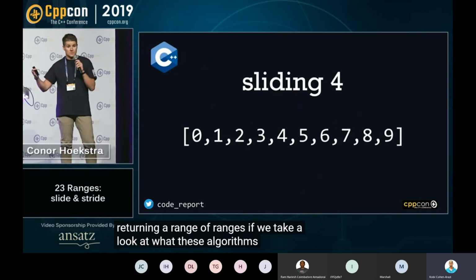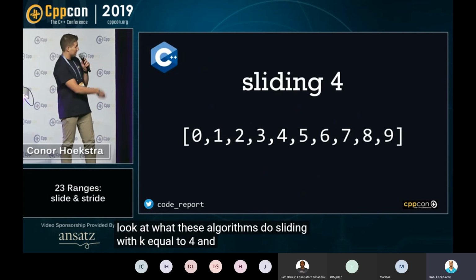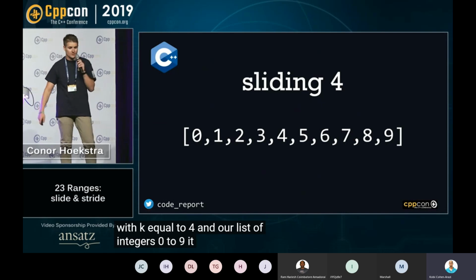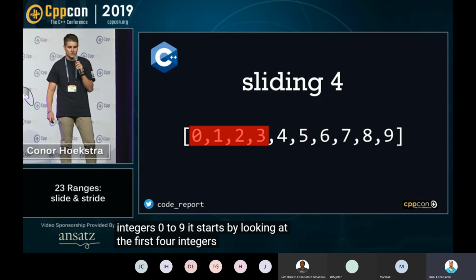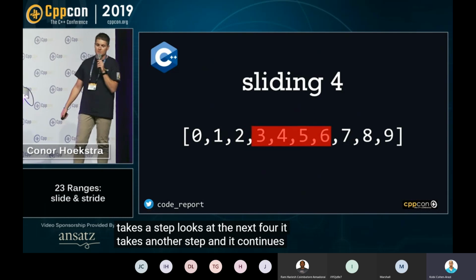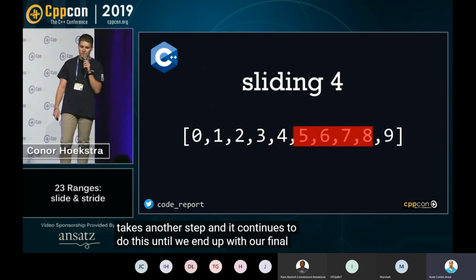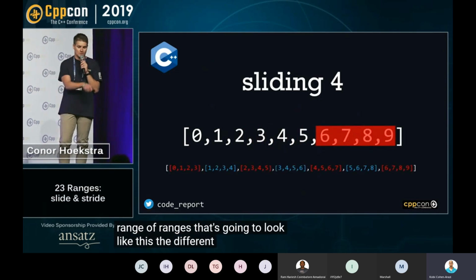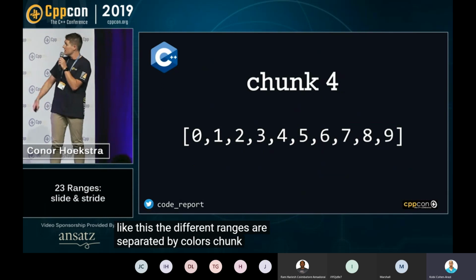If we take a look at what these algorithms do, sliding with k equal to 4 and our list of integers 0 to 9, it starts by looking at the first four integers and then takes a step, looks at the next four, takes another step, and it continues to do this until we end up with our final range of ranges that's going to look like this. The different ranges are separated by colors.